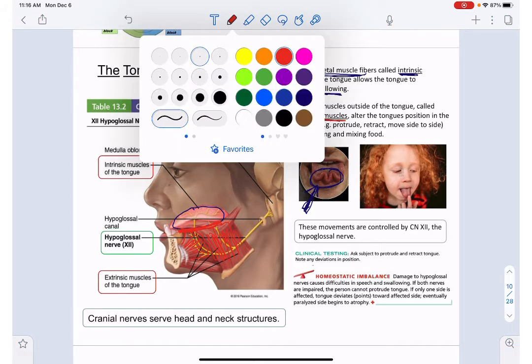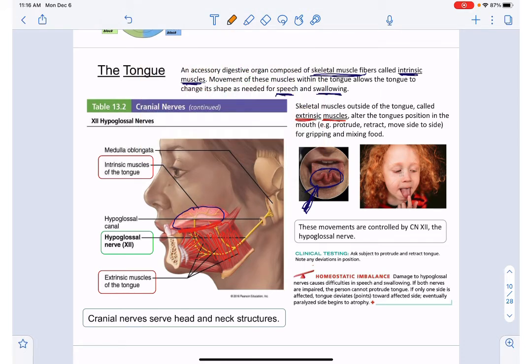Now, guess what? Skeletal muscles are under the control of the nervous system. So what type of nerve is going to control these movements of the tongue? Well, we're still in the head region, so these are going to be controlled by cranial nerves. And the specific cranial nerve that controls both the intrinsic and the extrinsic muscles of the tongue is cranial nerve 12, the hypoglossal nerve. Hypo meaning below, glossal referring to tongue. So this nerve comes in below the tongue.